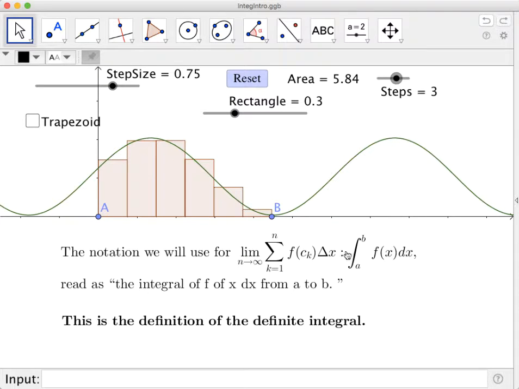The notation we'll use then for that limit is here. We have the integral from lower limit a to upper limit b of f of x dx. And we read that as the integral of f of x dx from a to b. This is the definition of the definite integral.